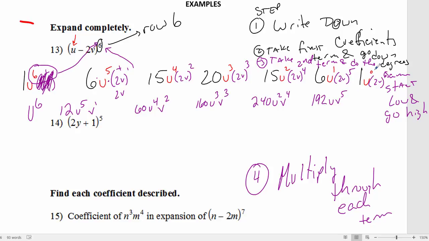Okay, then this one here. u to the 0 power. Remember, anything to the 0 is 1, so that goes away. 2 to the 6 is 64. 64 times 1 is just 64. v to the 6. I don't have any u's left because I had 0 of them. Okay, it makes a 1.